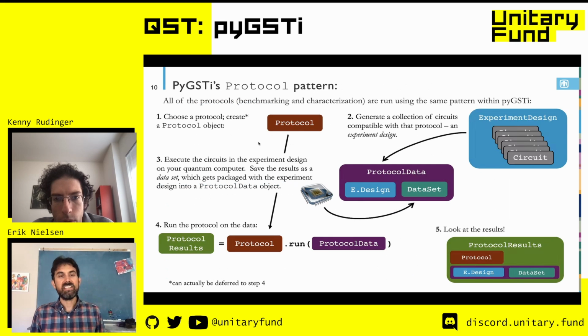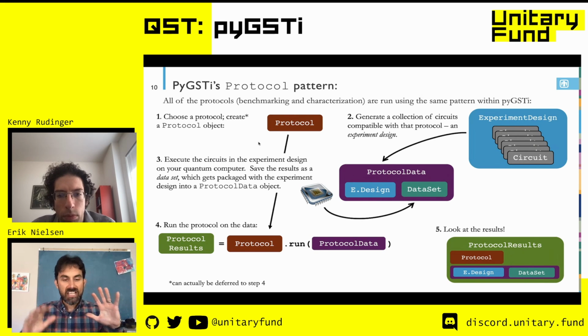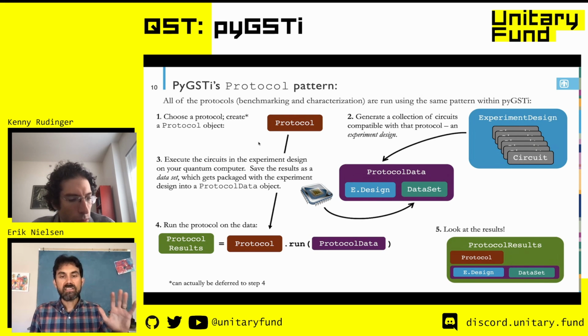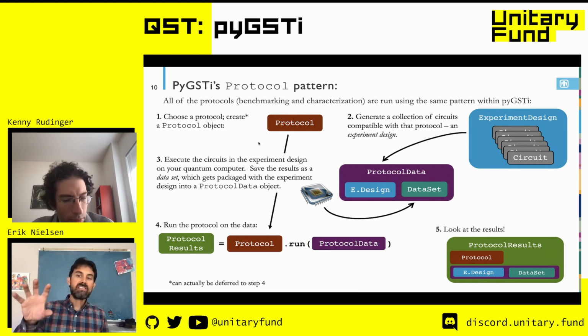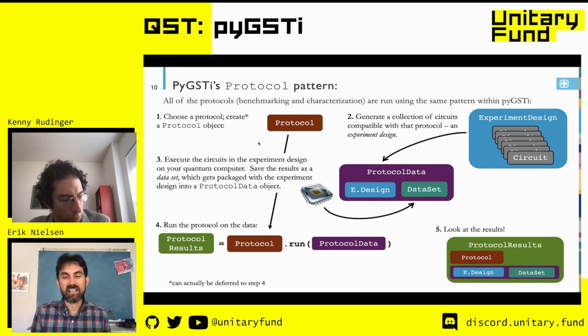Before we get to the examples, and I give it over to Kenny here, I want to show you just in broad strokes what the flow is for running a protocol in pyGSTi. This is how you run a protocol in pyGSTi. You first create a protocol object. You then create for that object an experiment design, which is a list of circuits. It's called an experiment design because it is essentially designing the circuits you want to run on the processor. So you take this experiment design and you run it on the processor.